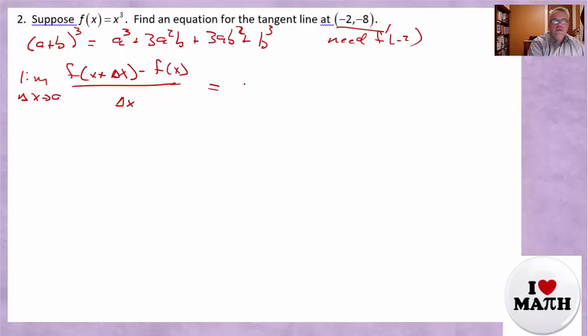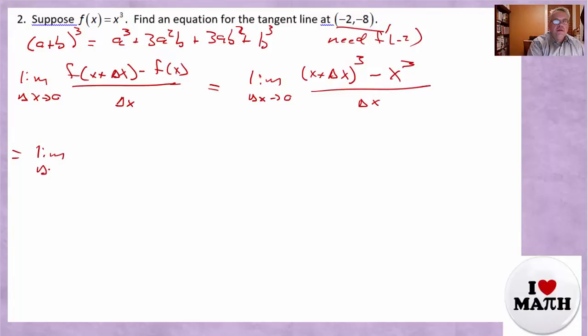is going to equal, let me see, the limit as delta x goes to 0 of x plus delta x cubed, I substituted x plus delta x into the function, minus x cubed over delta x. All right, here it goes. This is a limit. Delta x goes to 0. I'm going to use this formula. A is x and b is delta x. A plus b cubed, I have x plus delta x cubed. So this is a, this is b.